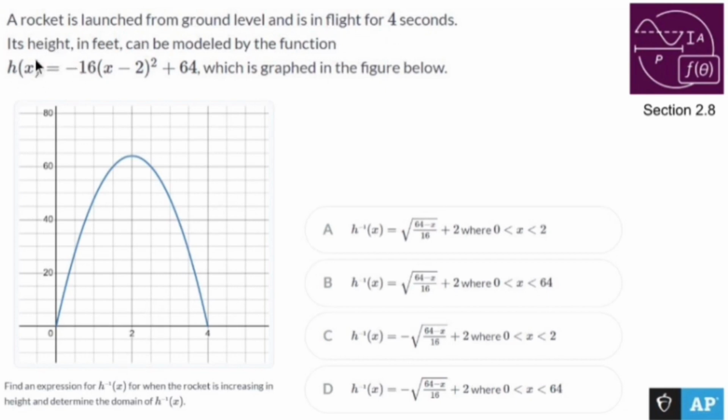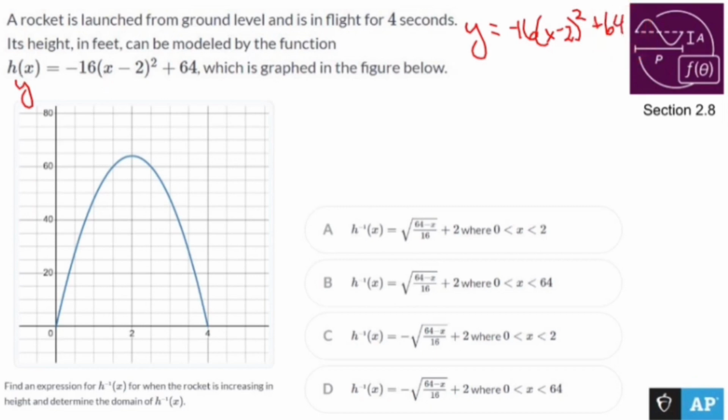In order to find the inverse, the first thing I want to do is turn any f of x's, or in this case, h of x's, into y, because that helps me understand the math better. My little ADHD brain can't handle an h of x floating around. So let me rewrite this out. y equals negative 16 times (x minus 2) squared plus 64.